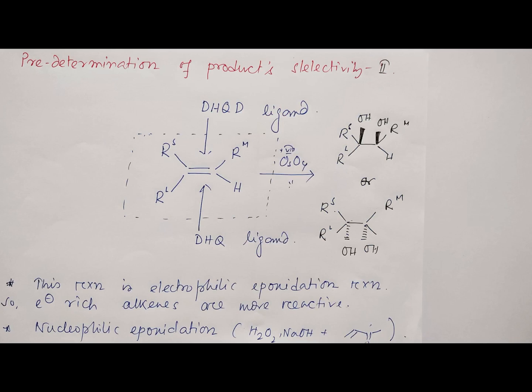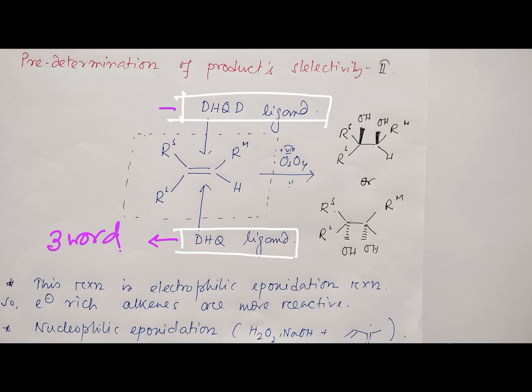For this purpose, in this case two types of ligand could be used. One is the DHQ ligand and another is the DHQD ligand, which I discussed. Just to remember this, see, this DHQ part is a 3-letter word, and in this case it is a 4-letter word.